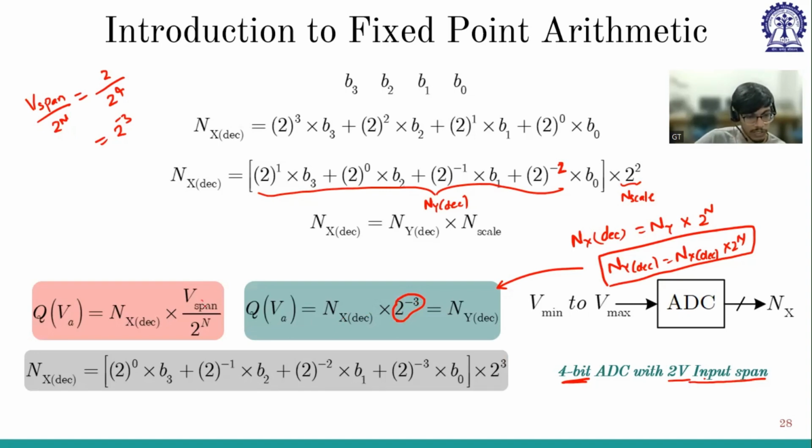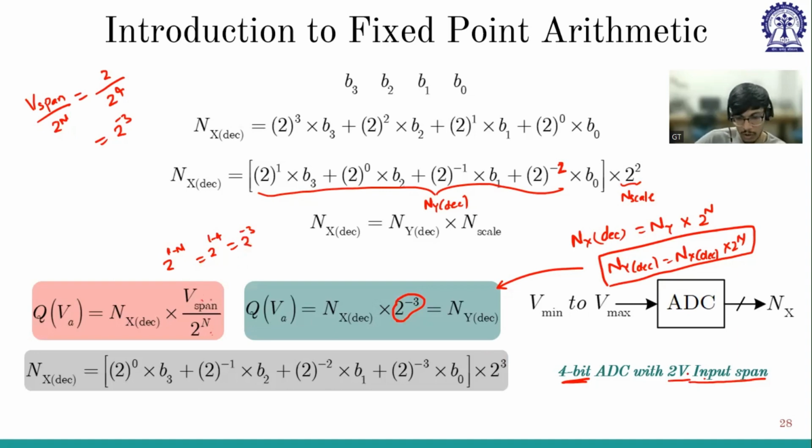Again, it depends upon V span and 2 to the power n. So nx decimal is this, nx decimal into 2 to the power minus n, right? No, V span is 2, right? So it will be 2 to the power 1 minus n. That is 2 to the power 1 minus 4, which is 2 to the power minus 3. Understood? V span by 2 to the power n.